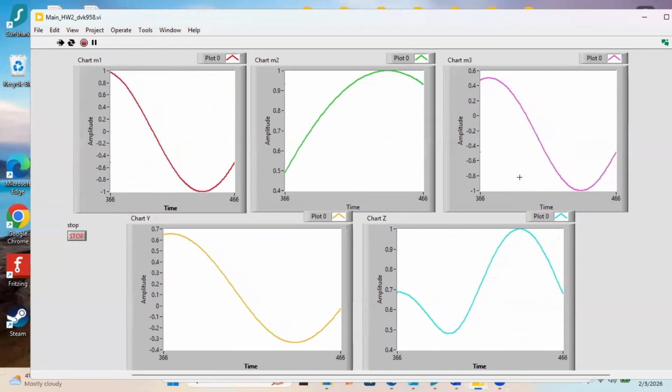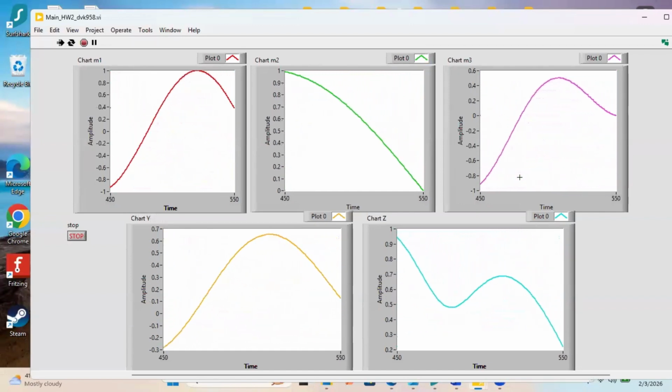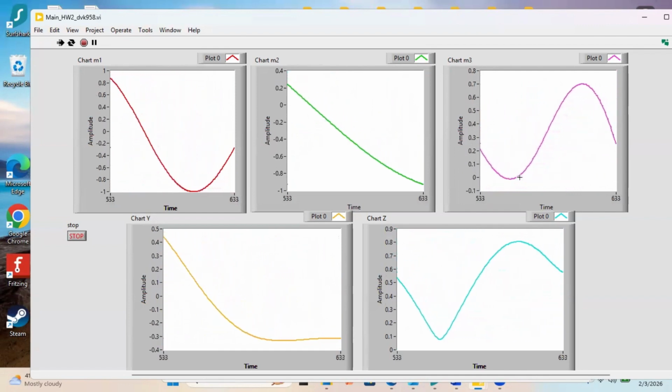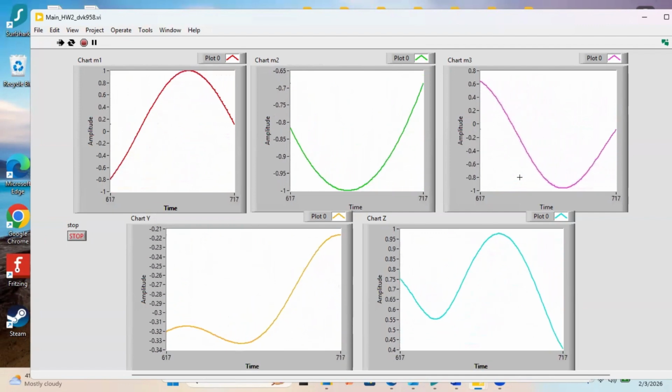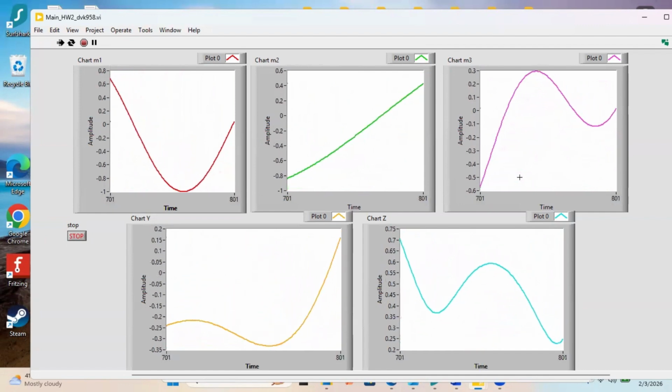We can see M1, M2 are sinusoidal signals. M3 shows the product waveform. The mean signal Y appears smoother than the original signals, while the RMS signal Z is always positive and generally has a higher magnitude, which matches the RMS theory.